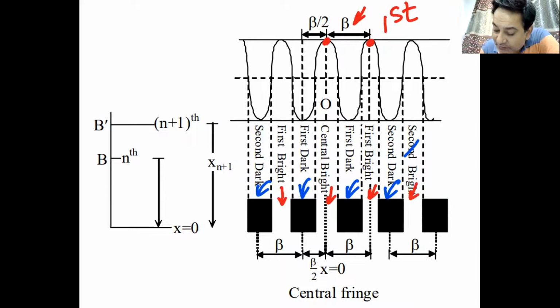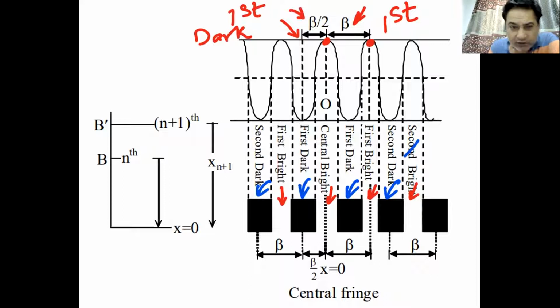Therefore, the distance between the bright fringe and the dark fringe, this is the first dark fringe on the left hand side, distance between the bright fringe and the first dark or the next dark fringe will be beta divided by 2, half of the fringe width. Do we understand this? Yes, sir.